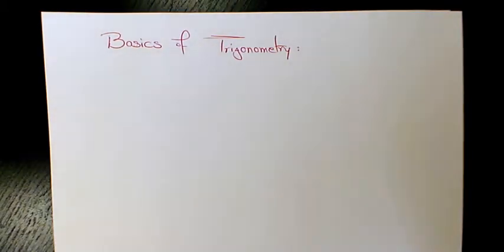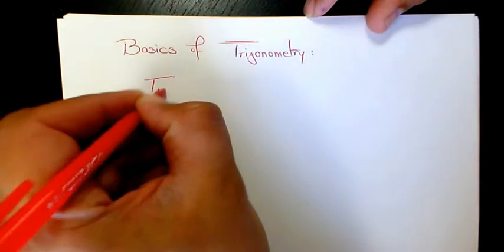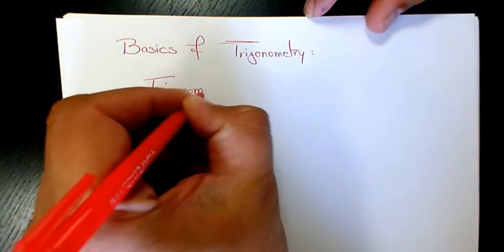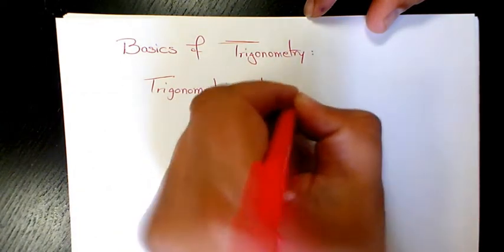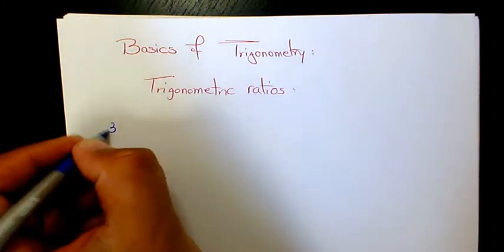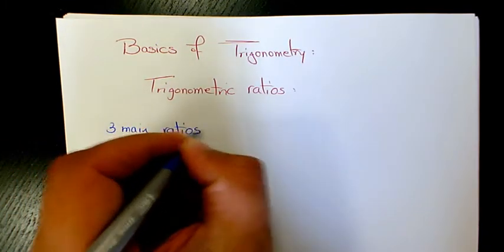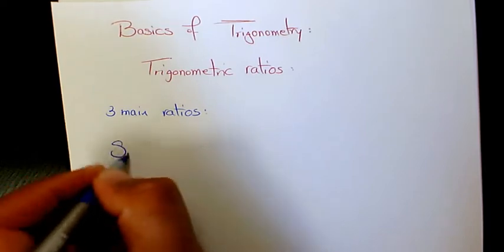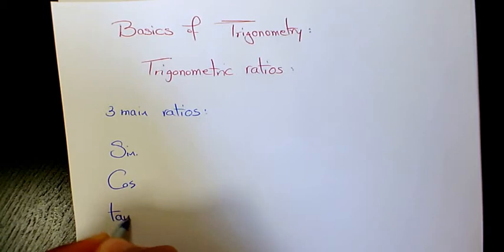Welcome to another video. In this video I want to talk about the basics of trigonometry, and I start with trigonometric ratios. So what are trigonometric ratios? We have three main trigonometric ratios. One of them is sine, one of them is cosine, and one of them is tan.